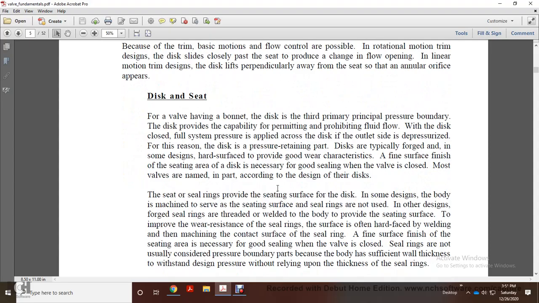Your disc and seat. The valve disc, along with the seat, forms the principal pressure boundary. The disc provides the capability of permitting and prohibiting fluid flow.